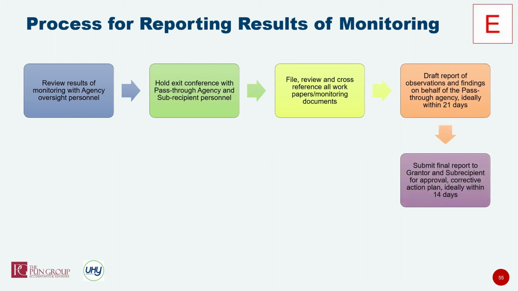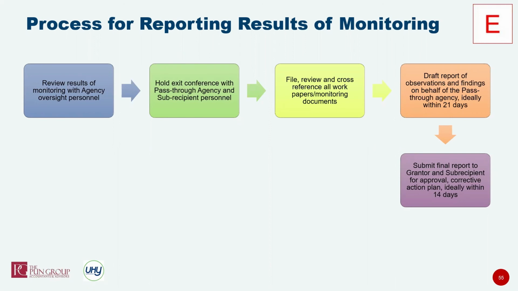Last, we submit a final report to the grantor, pass-through agency, and subrecipient for approval, as well as development of a corrective action plan by the subrecipient. Ideally, we try to give at least 2 weeks time frame for them to submit their corrective action plan.